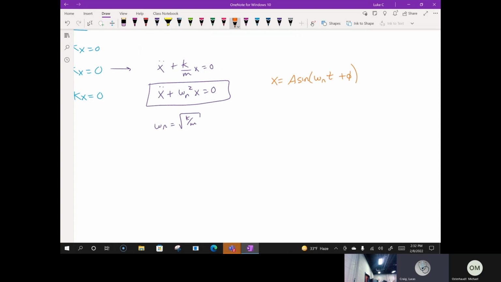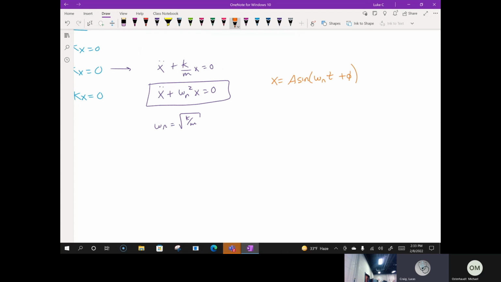X equals A sine parenthesis omega nt plus phi. How many would have taken this box equation and rearranged some stuff and solved for X? Okay, I have a lot of students do that. You can't do that with a differential equation.